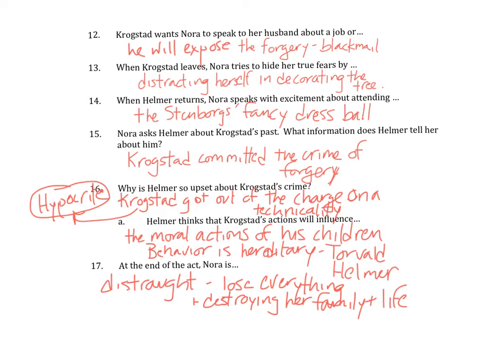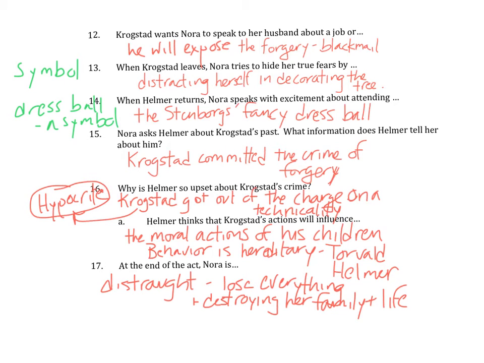And when Helmer returns, Nora speaks with excitement about attending the Stenborg's fancy dress ball. And this is another symbol, okay? So we have the tree being a symbol. And then we have the dress ball, another symbol. And that dress ball could symbolize putting on a good face, dressing up in fancy clothes, and showing society that everything in our lives is normal and happy. And it's a chance for people to act out of their normal personality, let's just say.